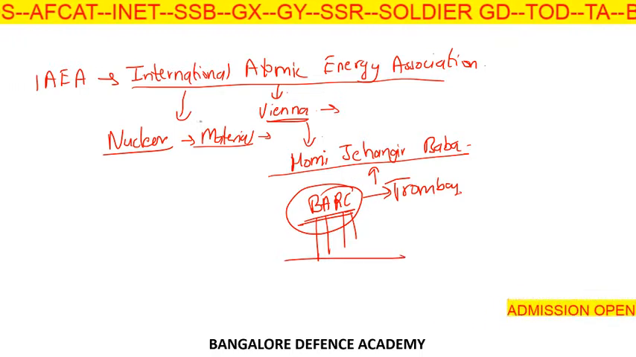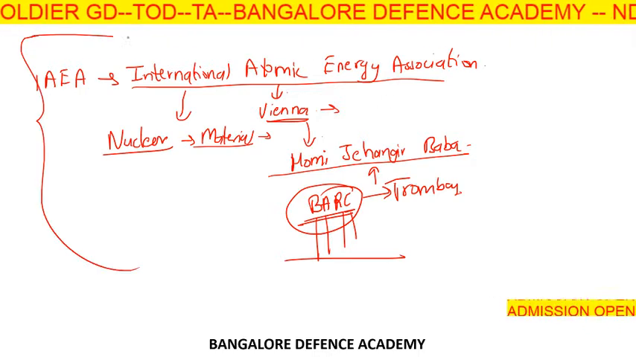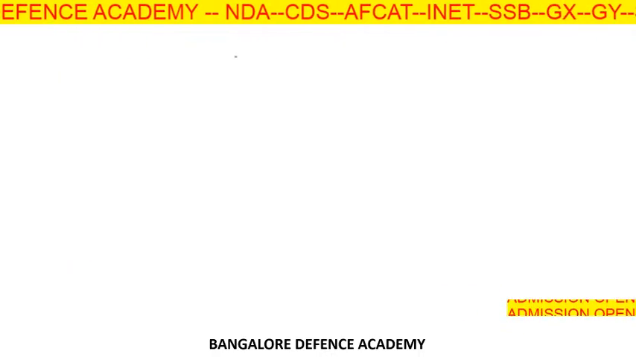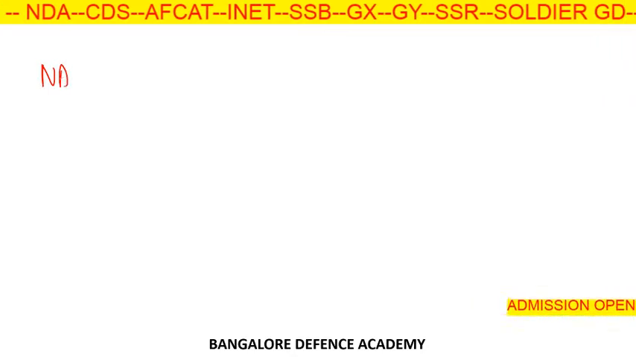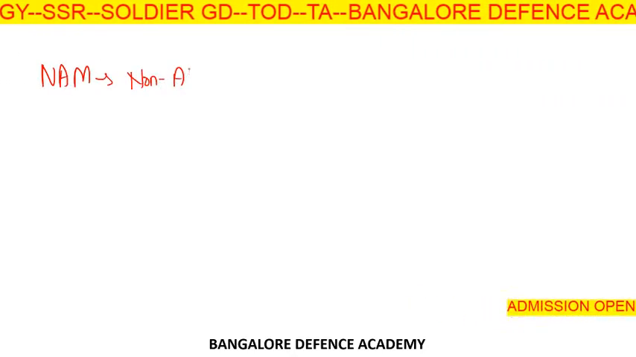So next, IAEA, International Atomic Energy Association. I think you have understood what this IAEA is. And next, the last important thing is called NAM. What is this NAM? Non-Alignment Movement.